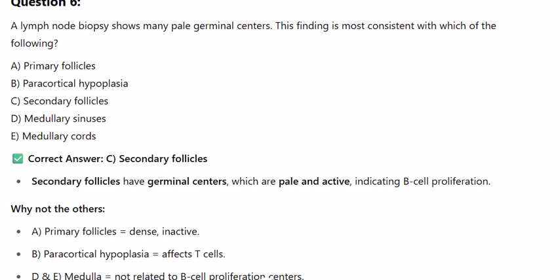Why not the others? A. Primary follicles, dense, inactive. B. Paracortical hypoplasia affects T cells. D and E. Medulla is not related to B cell proliferation centers.